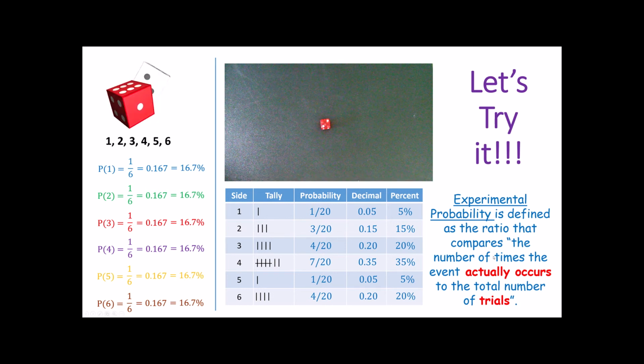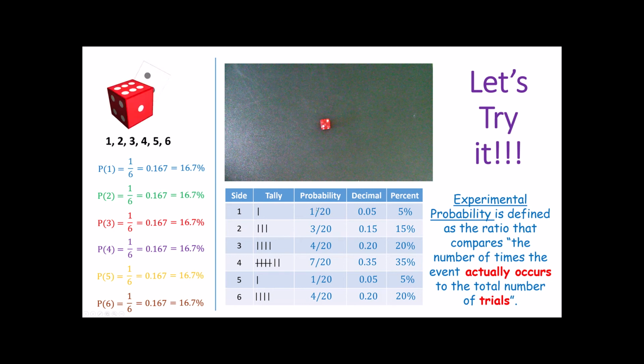The formal definition is the number of times the event actually occurred compared to the total number of trials. And what we find is that our experimental probability does not necessarily always match our expected outcomes. Our experimental probability doesn't necessarily match our theoretical probability. And that's because the theoretical probability deals with what happens over a long period of time. I only rolled my die 20 times.